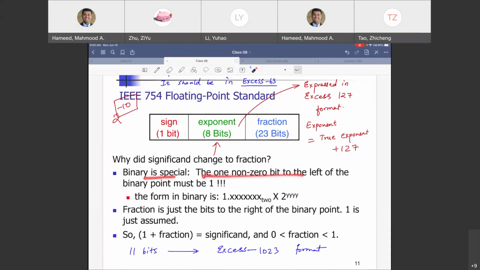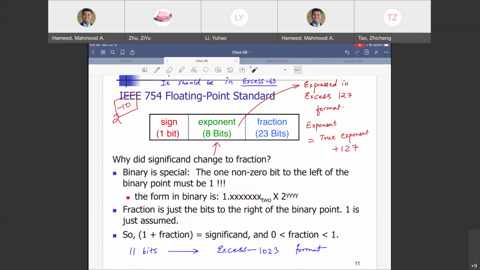Next, binary. Oh yeah, we talked about that. Binary is special. The one non-zero bit to the left must be a 1. So the form is going to be what? The form is going to be 1 dot all the bits that are in the fraction represented in binary form, multiplied by 2 raised to exponent, right? So all the exponent field is represented as y's, all the fraction bits are represented as x's. They are going to be different. We just want to identify them, so we are putting the same x. And then fraction is just the bits over here. So whatever those are, you put it over there, right?